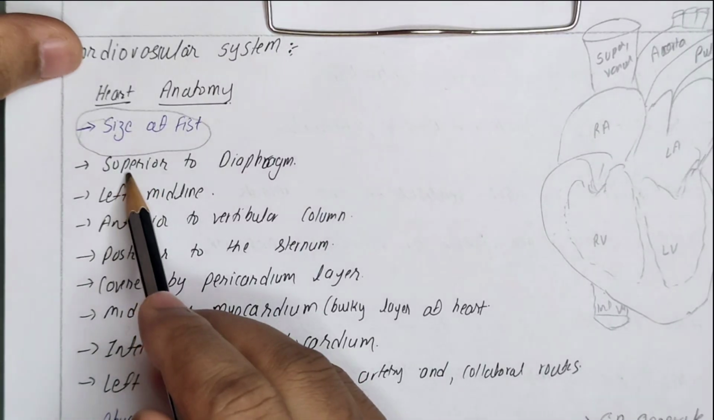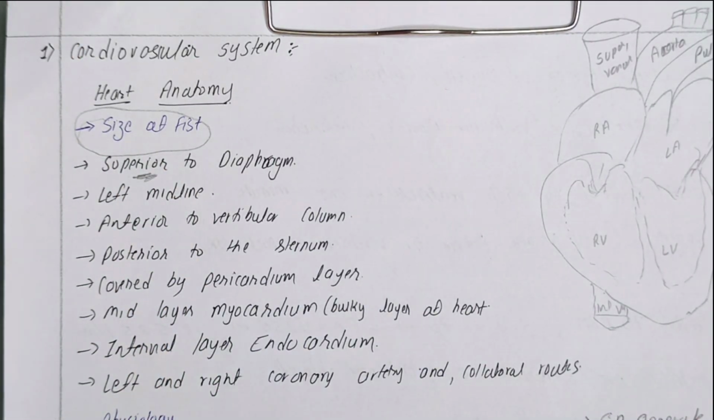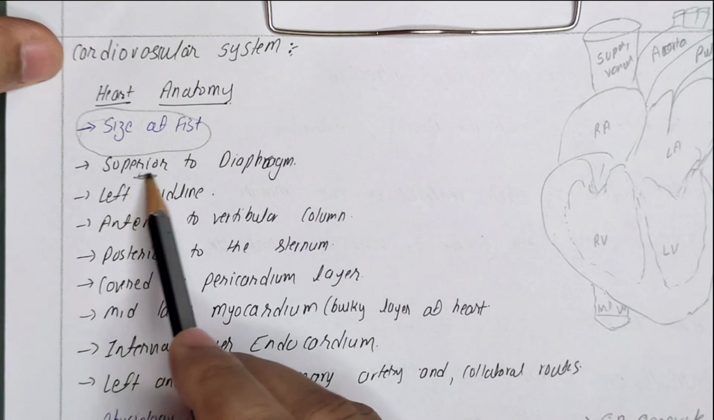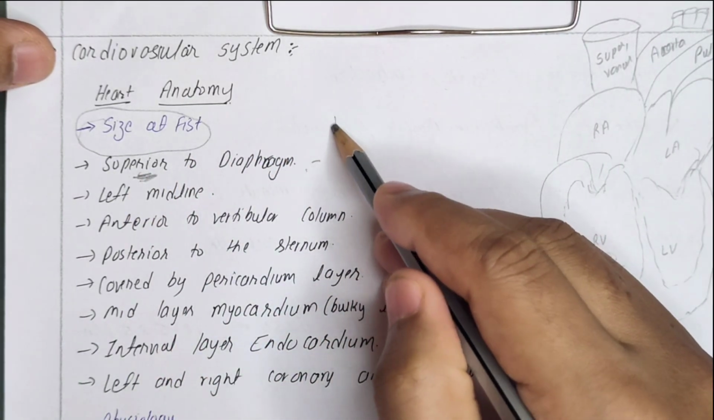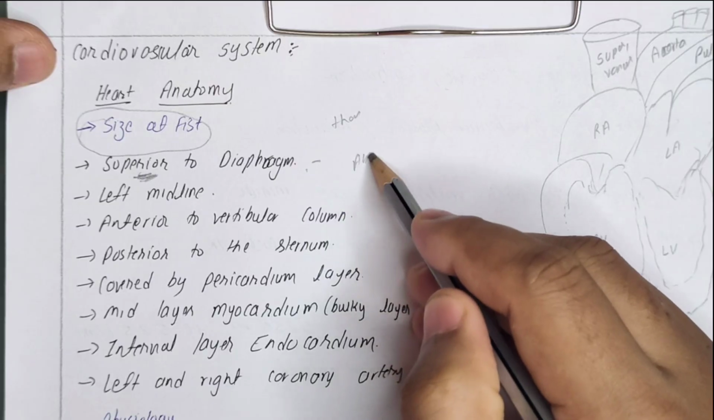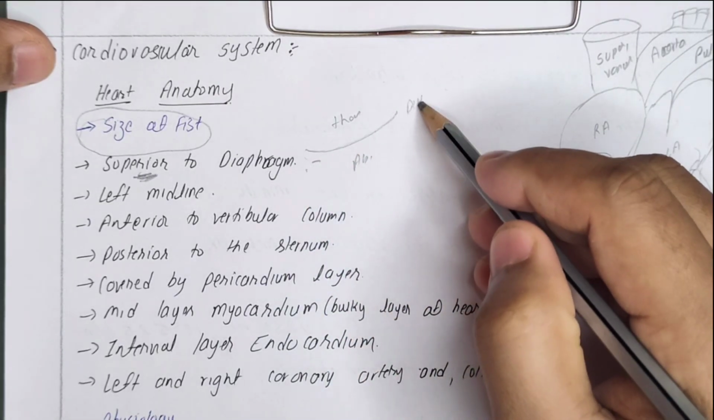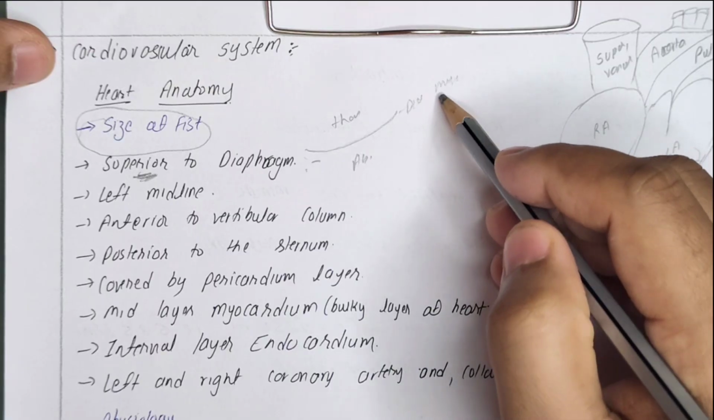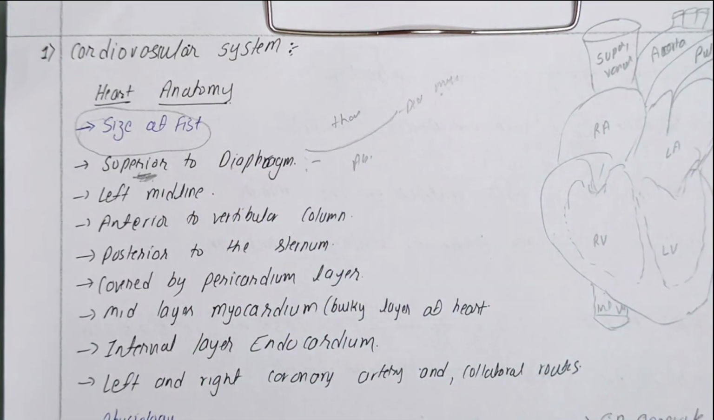It is superior to the diaphragm. When we look at its relation with the neighboring organs or parts, it is superior to the diaphragm. The diaphragm is a layer which separates the thoracic cavity and the abdominal cavity. It's a muscular layer, the muscle which helps in respiration also. So above this, the heart lies.